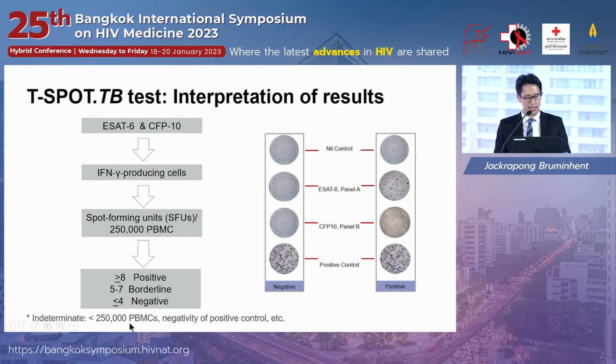For indeterminate, as I mentioned, it could come from several things. For example, when you do the test, there will be a positive control, which is the two circles below here. The positive control is stimulated by a superantigen, so it should be able to secrete interferon gamma at all times. For example, if the positive control is not positive, or it's less than 20 spots, this test will be indeterminate, which means, for example, that your patient may be profoundly immunosuppressed.